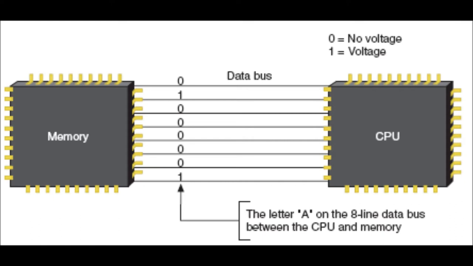Now, on a bus, these two states are no voltage for a 0 and voltage for a 1. So, as in the figure on the screen, the bus has voltage on two lines and no voltage on the other six lines in order to pass the letter A on the bus.